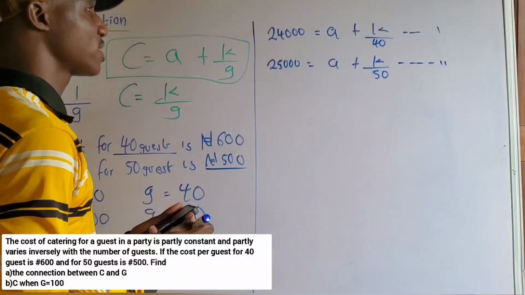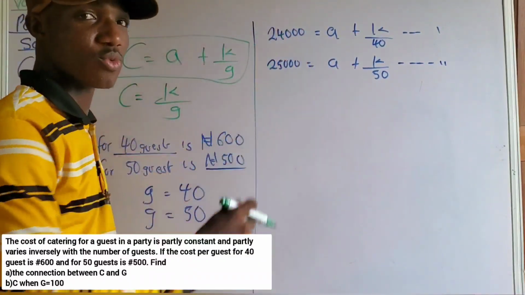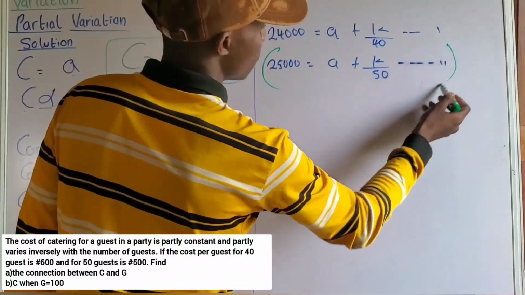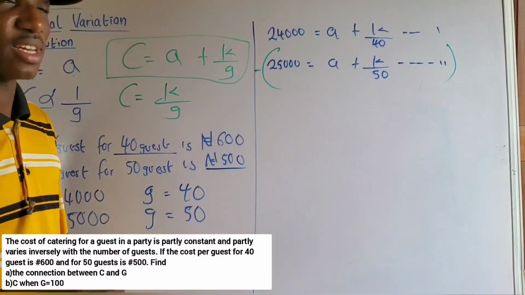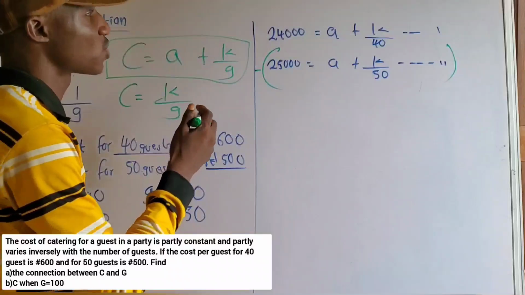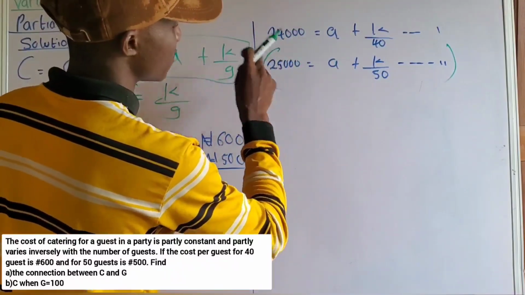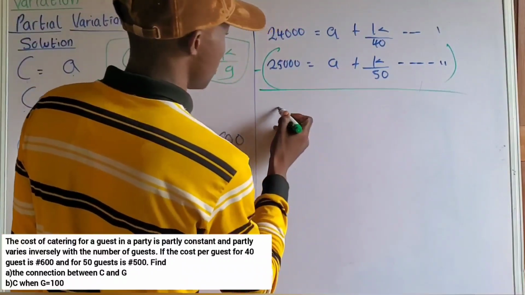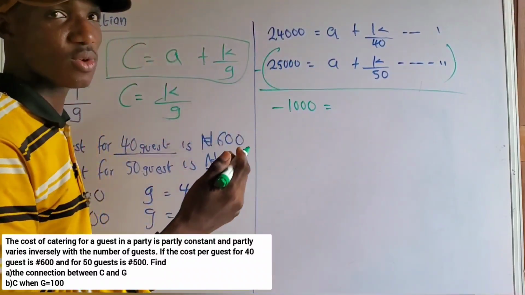Now, when you get here, listen, the next step is to subtract equation 2 from equation 1. So we want to solve this equation simultaneously so that we can get the value of k. And we can use the elimination method by subtracting equation 2 from equation 1. So I'm going to have 24,000 naira minus 25,000 naira. What's the answer? Negative 1,000, right? Minus 1,000 equals a minus a. That is what? 0, right?